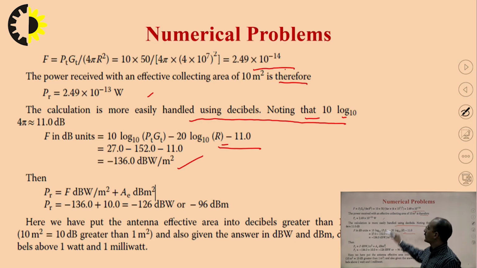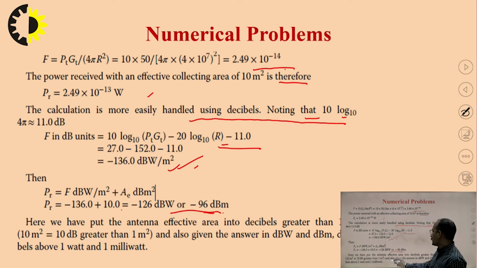Because when you apply the logarithm here, PT and GT are in multiplication, so log A plus log B, and another is the log A by B formula, you use that. So F in dB is minus 136.0. Then you can see that PR is equal to F in dB per meter square, minus 136 from here, plus 10, and that is the answer, minus 126 dBW or minus 96 dBm.